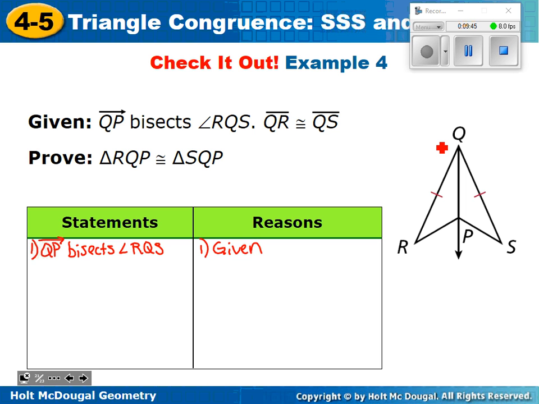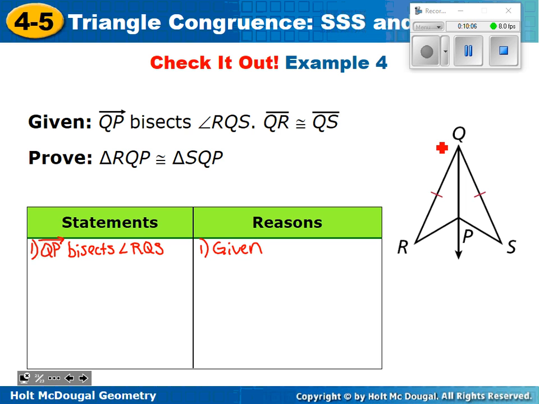What does it mean to bisect something? Okay, you split it down the middle. What's a better way to say that? It splits it into two, and I'm going to use the word congruent parts, okay? It does pass through the midpoint if it's a line segment. But in this case, we're bisecting an angle, so an angle doesn't really have a midpoint.